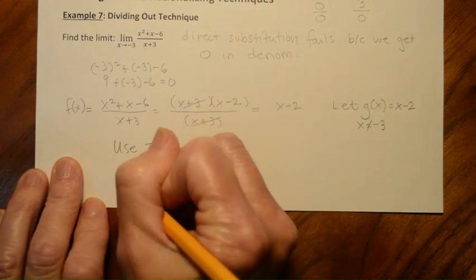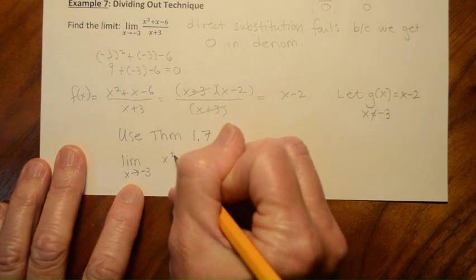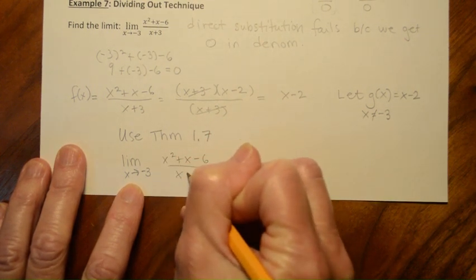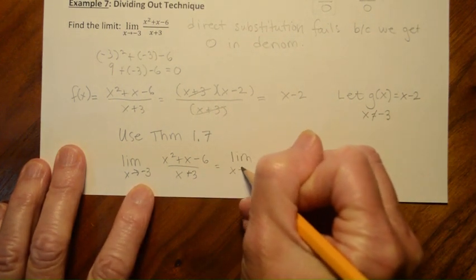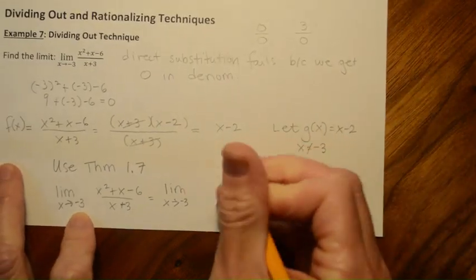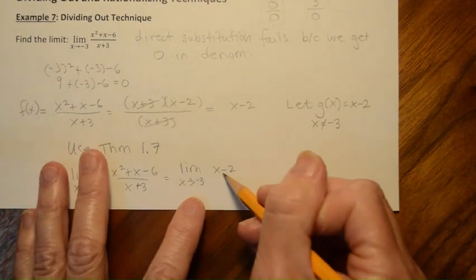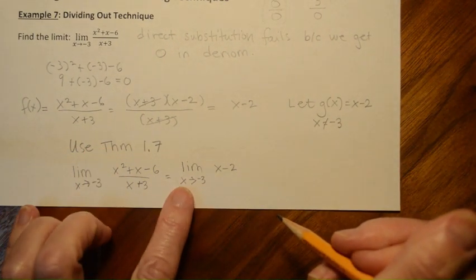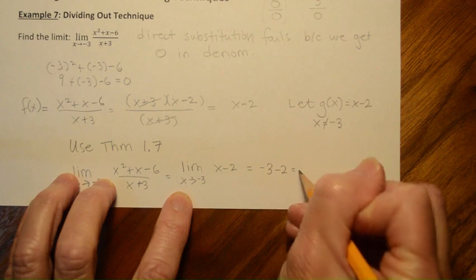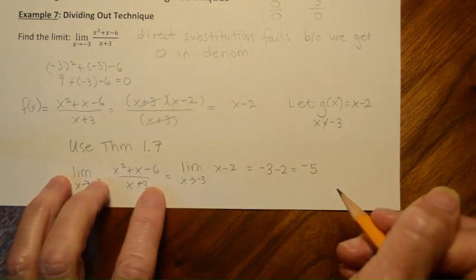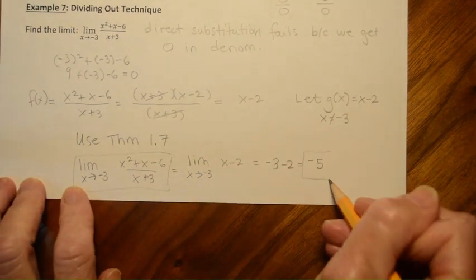And we'll say, okay, well then the limit as x approaches -3 of f of x is going to be the same as the limit as x approaches negative 3 of g of x. And this I can do by direct substitution because I have no problems right here, right? And so we end up getting negative 3 minus 2, which is negative 5. And therefore we can conclude that the limit of our original function is negative 5.